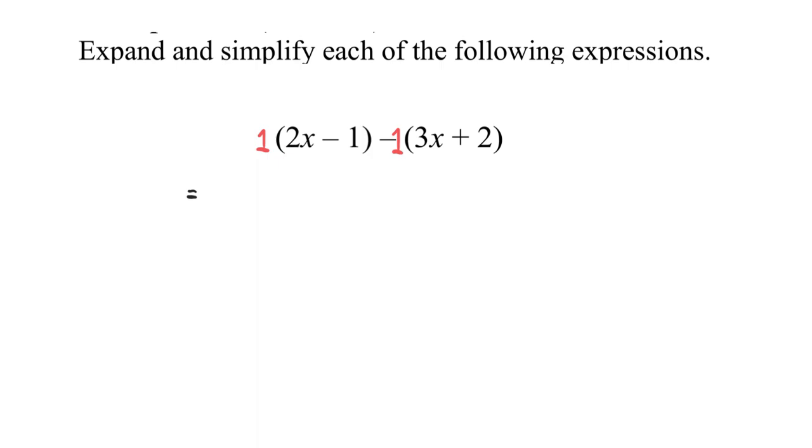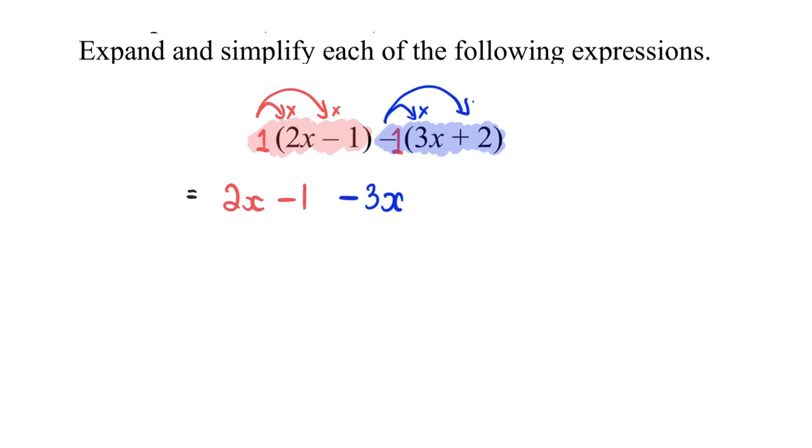And therefore I can now simplify them out. Alright, this simply means 1 times 2x, 2x. 1 times negative 1 will be negative 1. Negative 1 and 3x plus 2. So, negative 1 times 3x will give me negative 3x. Negative 1 times positive 2, negative 2.